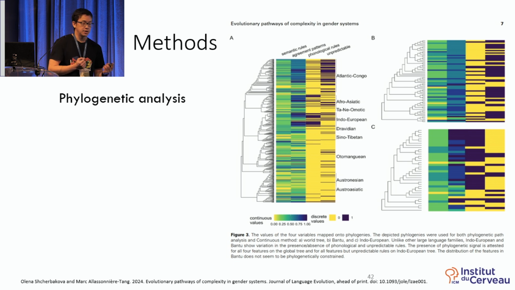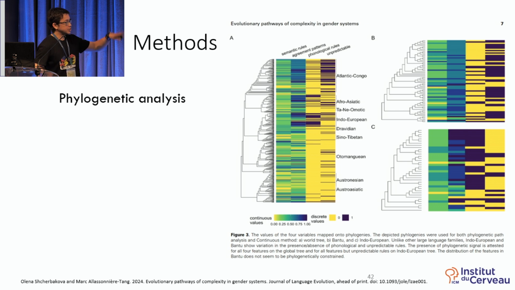One said that there is a trade-off of complexity. If you have a lot of categories, you are not going to mark them a lot because that's very costly. The other hypothesis was that if you have a lot of categories, you are going to mark them a lot because otherwise you don't have enough cues to learn how many categories there are and how the system works.